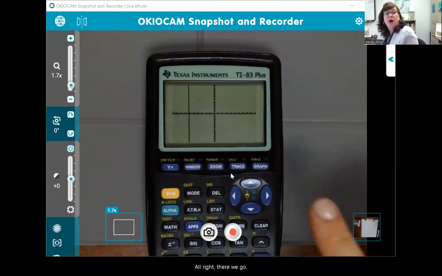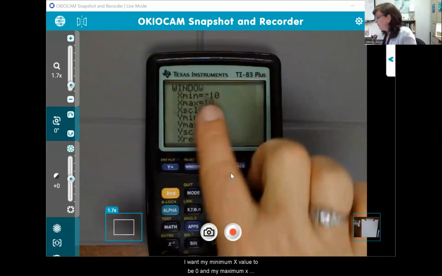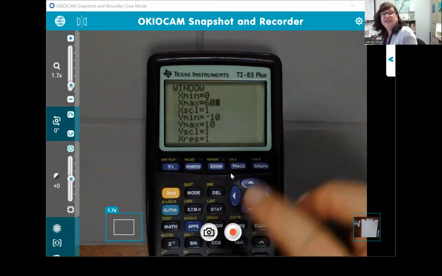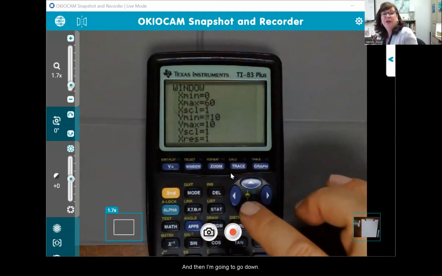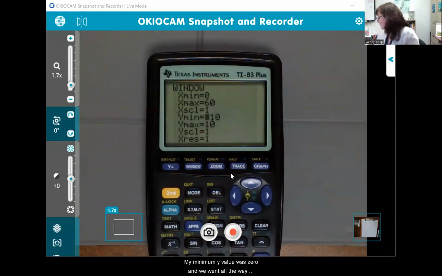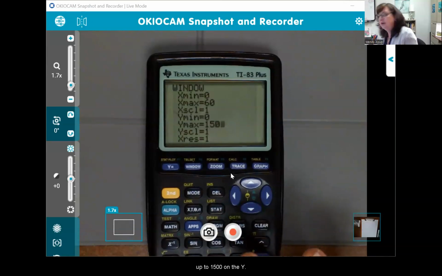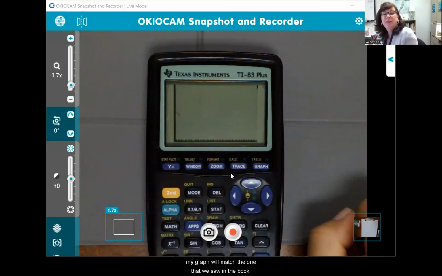All right, so on my window, I want my minimum X value to be 0 and my maximum X value to be 60. So this is 0 to 60 on the X. And then I'm going to go down. My minimum Y value was 0, and we went all the way up to 1500 on the Y. Now, if I hit graph, my graph will match the one that we saw in the book.